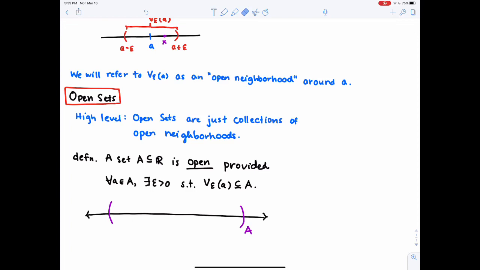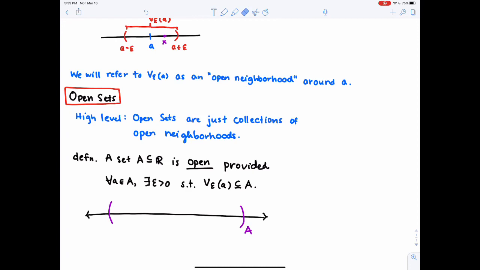Okay, so first topic, open sets. Up until now, my guess is that your only exposure to open sets is really open intervals. And so we know those to just be intervals that do not contain their endpoints, but this property can be generalized to other types of sets. The high level is that open sets are just collections of open neighborhoods. And when I say collections, I just mean union. So you have a bunch of epsilon neighborhoods, they could be of different radii, all around a bunch of points, and you take the union of all of them and you get an open set. So that's the high level.